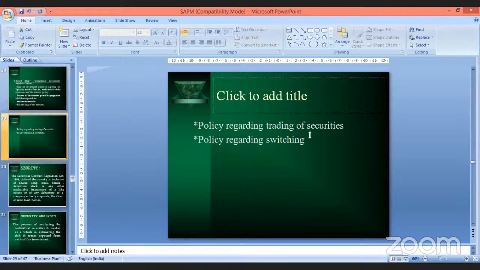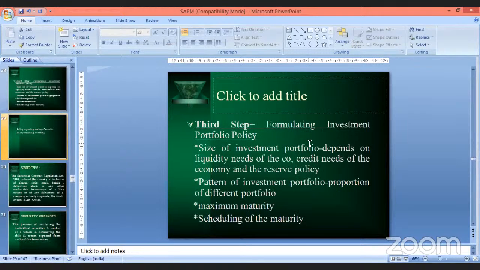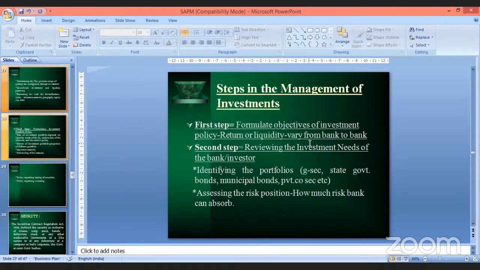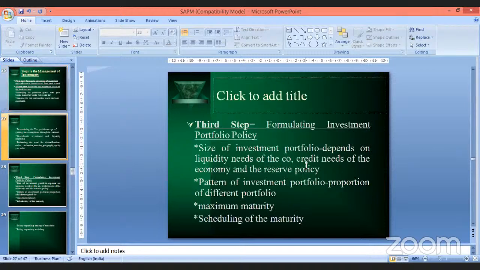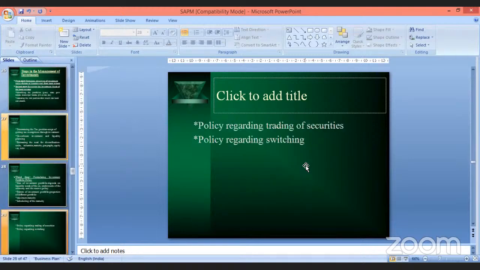So these three steps you need to follow whenever you are going for managing the investments. Is it clear? In the first step, we need to fix the objective of the investment. In the second step, we have to review the investment needs of the investor. In the third step, we need to formulate the investment portfolio policy through which we can manage our portfolio. Is it clear to all of you? Did you understand?